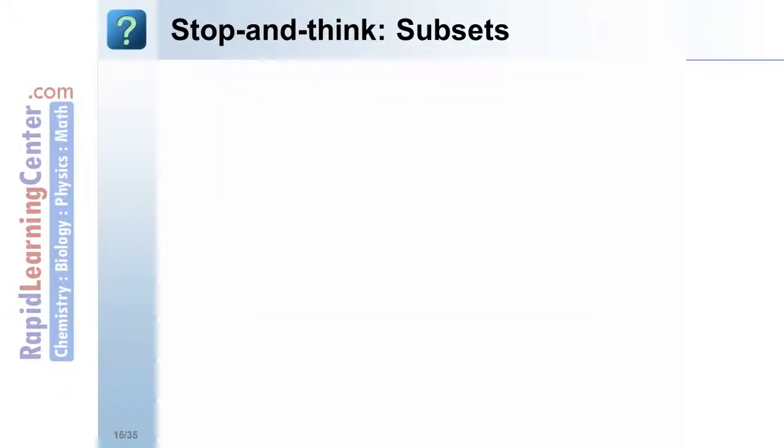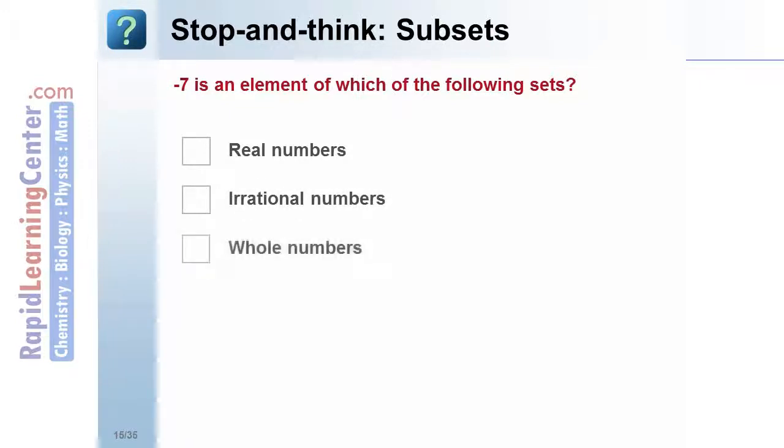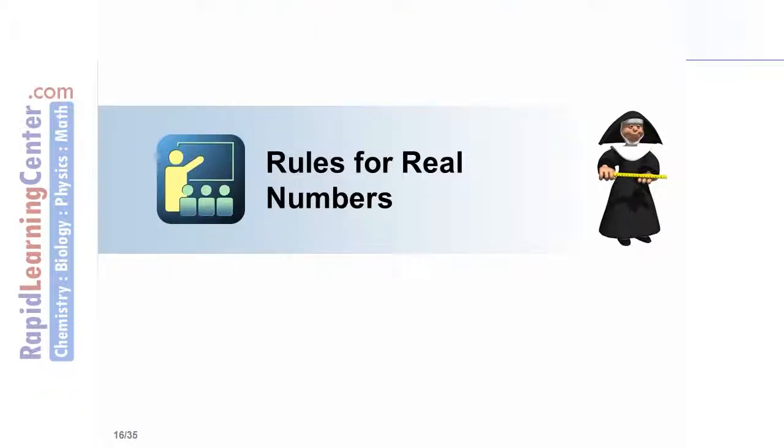Stop and think. Subsets. -7 is an element of which of the following sets? Real numbers, irrational numbers, whole numbers, or integers. -7 is an element of the set of real numbers and the set of integers. The next section will discuss some of the rules for dealing with real numbers.